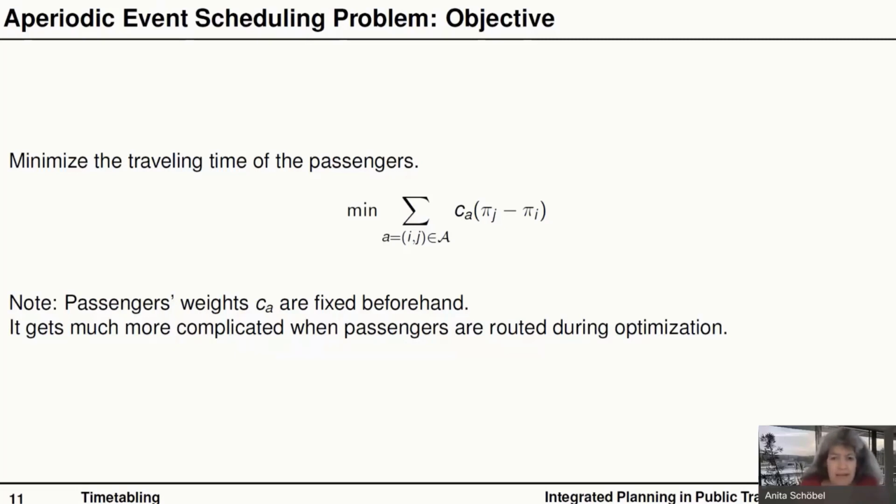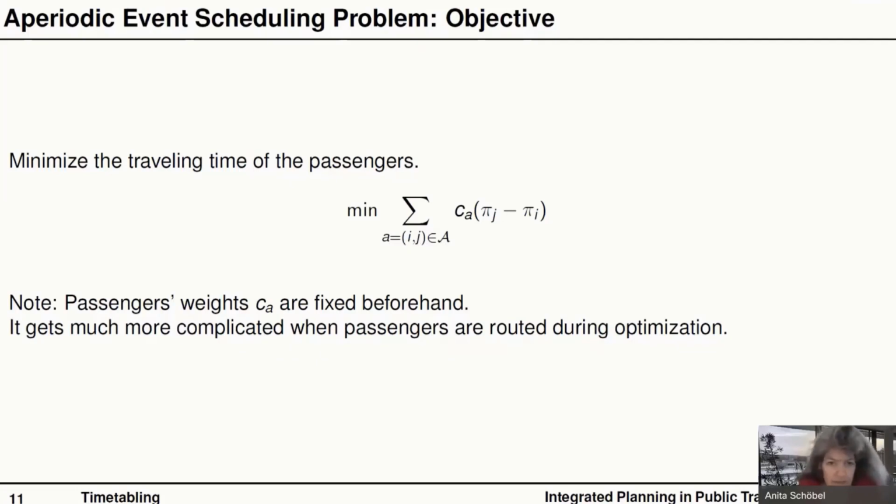So we have the traveling time along the activities. If we look at the objective function, we sum over all activities. Every activity can be described by a start event and an end event in our set of activities. For each of the activities, we compute its duration by subtracting pi, the time where it starts, from pj, the time where it ends, and we multiply by the number of passengers using this activity, and then we want to minimize this.